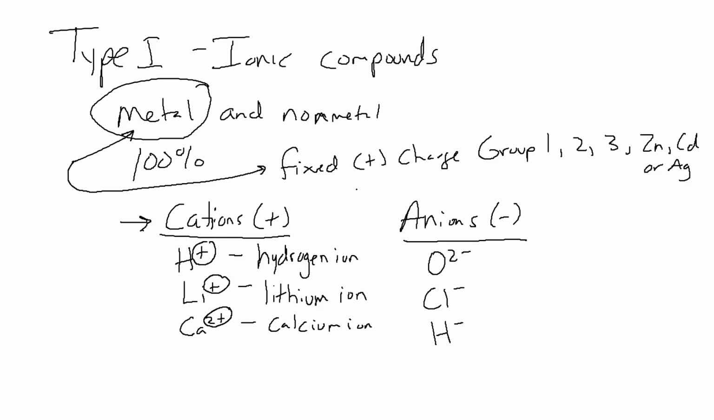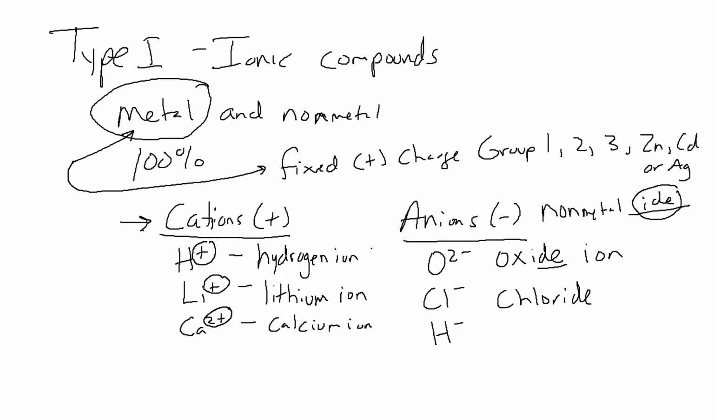How do we name anions? Well, we use the starting part of the non-metal name. We drop the last part, and sometimes a little bit more of it, and we end it with -ide. So instead of oxygen, this would be the oxide ion, dropping a little more than just the last part of oxygen. Cl, chlorine, becomes the chloride ion. And hydrogen becomes the hydride ion.